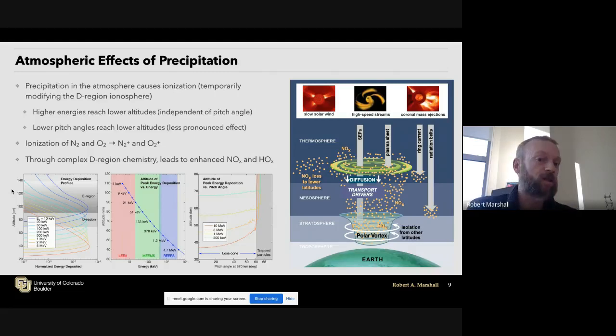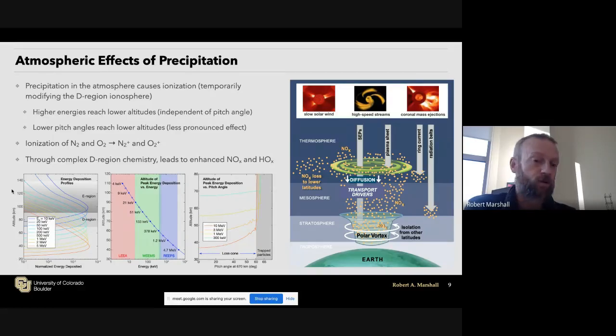This means it temporarily modifies the D region ionosphere. The 50 to 100 kilometer region is really the D or lower E region of the Earth's ionosphere. So it's adding to the ionization in the ionosphere. The highest energies reach lowest altitudes, lower energies reach higher altitudes. And again, the main effect there is the direct impact ionization of N2 and O2. There are further effects that I'll talk about in a second.